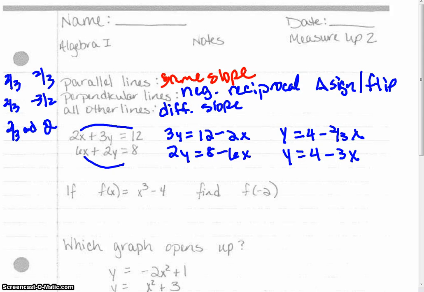The key here is that your slope is the number in front of x. So we have negative 2/3 and negative 3. Did they change the sign? No. So that tells you they're not perpendicular. Are they the same? No. So they're not parallel. So they're neither.